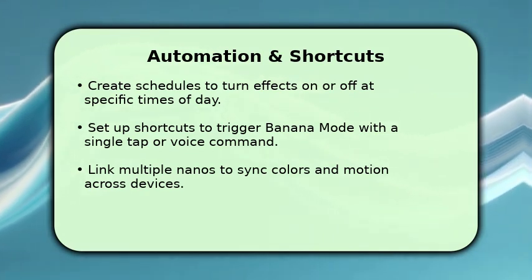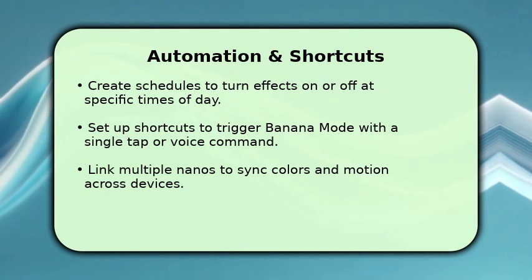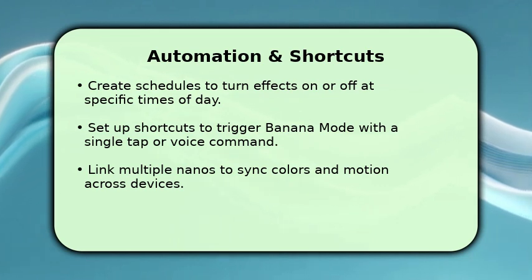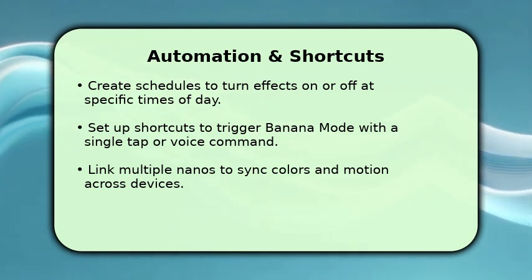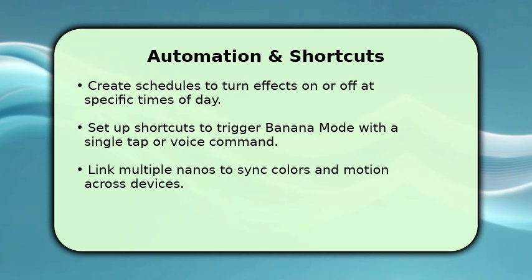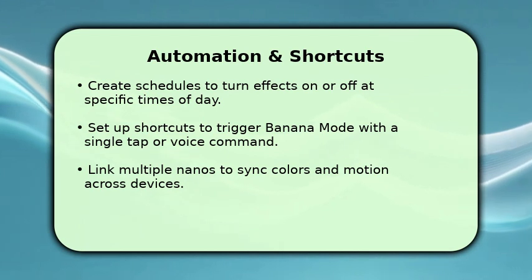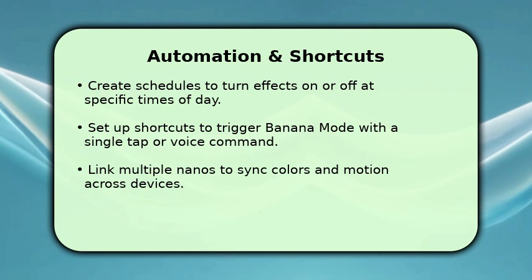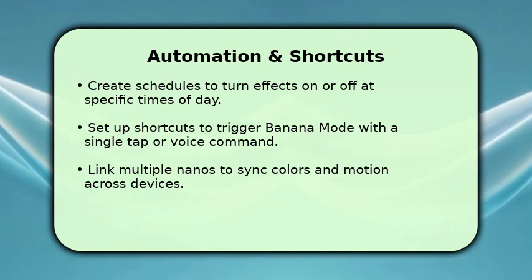Use the Automation tab to schedule effects like sunrise or party modes at chosen times. Create a shortcut for instant activation with a tap or a voice assistant phrase. Group multiple Nano units to sync color and motion so your setup moves together. Test automations manually once to confirm timing and behavior before relying on them daily.